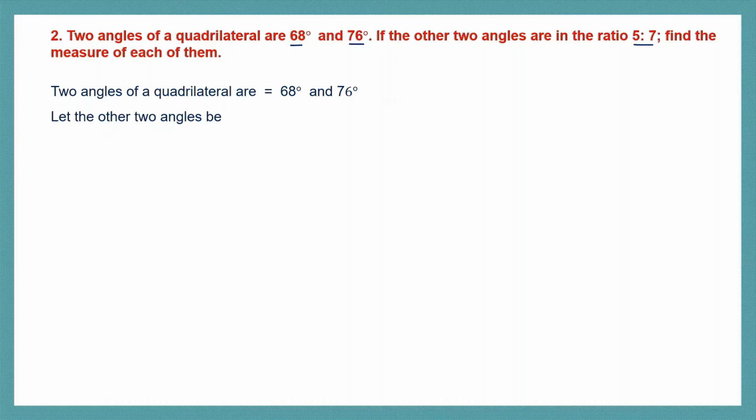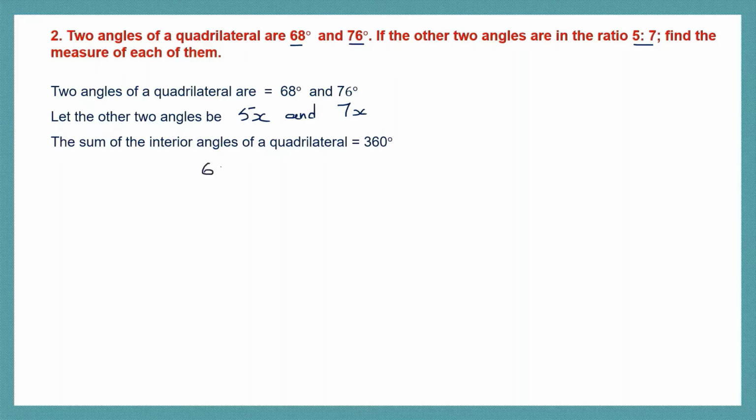Now from the ratio, let the other two angles be 5x and 7x. Now we also know that the sum of the angles of a quadrilateral is equal to 360. That means if we add up these four angles, 68 degrees plus 76 degrees plus 5x plus 7x, all this will be equal to 360 degrees. Let's first add 68 plus 76.